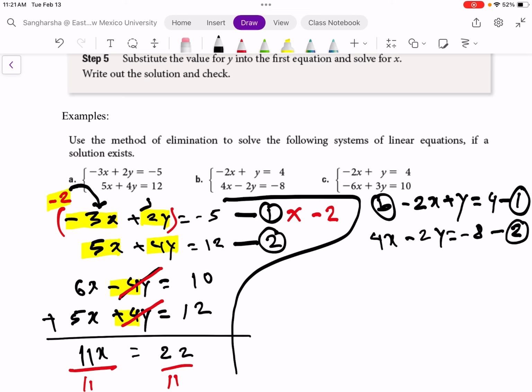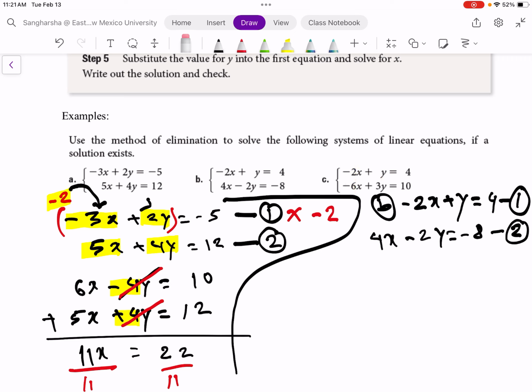Now let's check the coefficients here before we eliminate. So the coefficient of x is negative 2. The coefficient of x is 4. We can't cancel by adding, right? These two are different coefficients. We want the same coefficient with opposite sign. The coefficient of y is 1. The coefficient of y is negative 2. I'm sorry, this is number C. So we are doing number B, right?